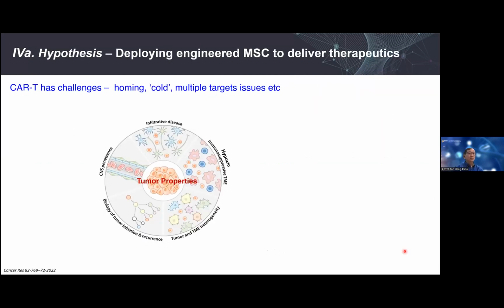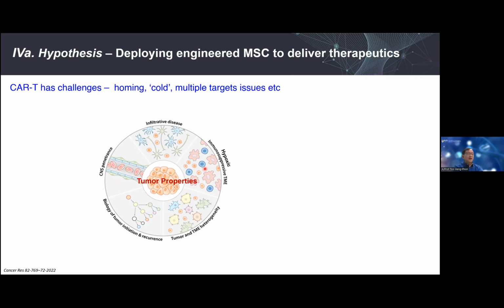So we have a hypothesis that if we use these engineered cells to deliver this kind of chemotherapeutics, it will be useful. Why do we think this way? In the tumor region, you can see it's infiltrative, a hypoxic environment, and it penetrates. Basically, they spread themselves out, and the biology is not easily whacked by CAR T. This whole area is basically a cold tumor.